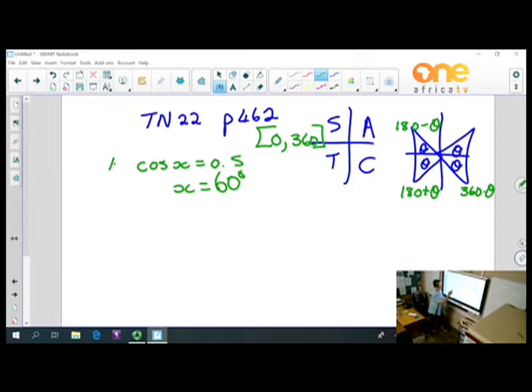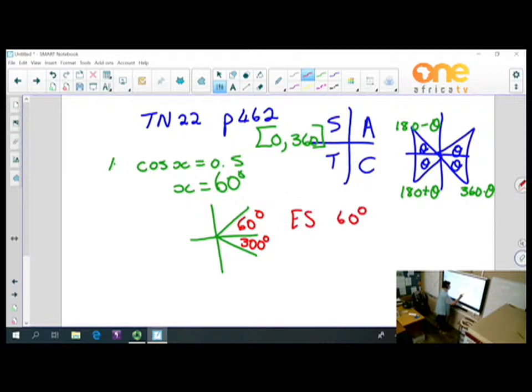And now from there, I'd like us to draw CAST and the butterfly story. According to CAST, where is cosine positive? Cosine is positive there, in All, and also here. That is where it's positive. Now I use the butterfly story to get those angles. That one is 60 degrees. That's your key angle. And how do I get this one? With the butterfly story, 360 minus theta. So this one will be 300 degrees. And then we write the final solution, 60 degrees and 300 degrees. Because sometimes there are going to be extra angles, so you must indicate which ones you choose.